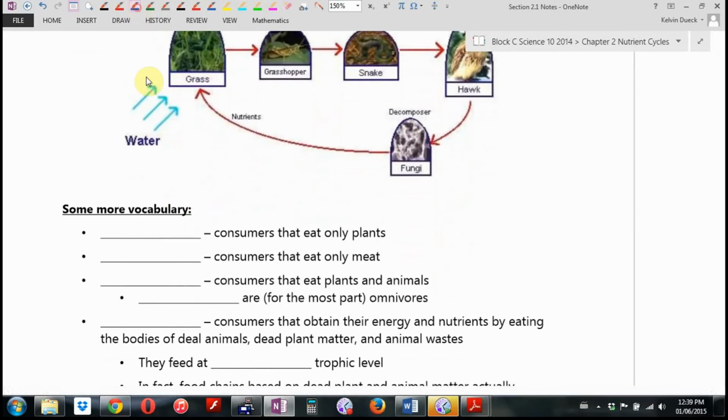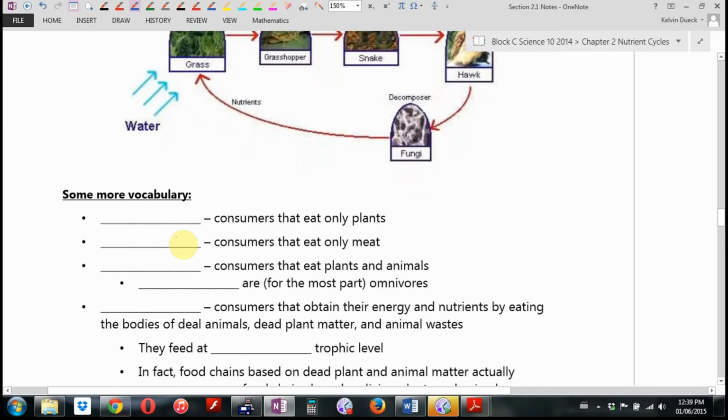So, some more vocabulary. What do you call an animal that only eats plants? Herbivore is correct. What do you call an animal that only eats meat? Carnivore. Alex, what do you call an animal that eats plants and animals, like a bear? Humans are, for the most part, omnivores.